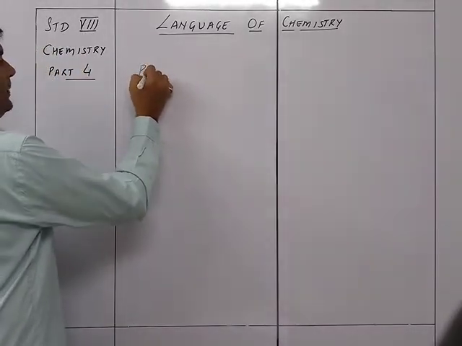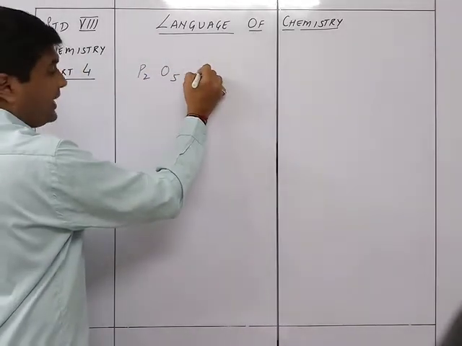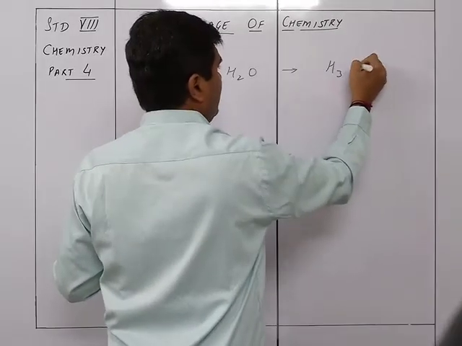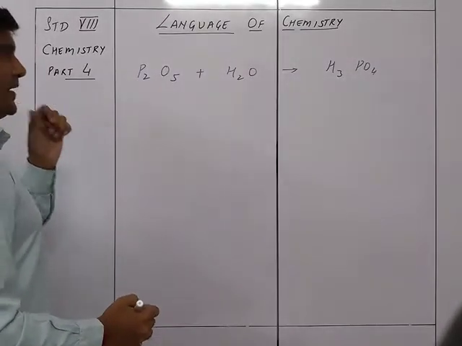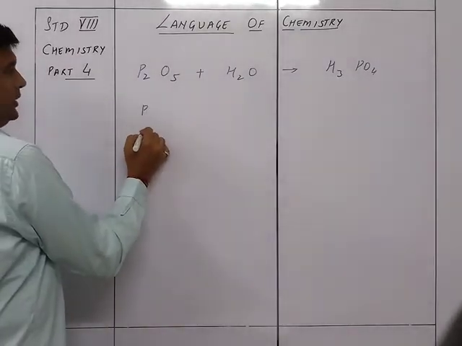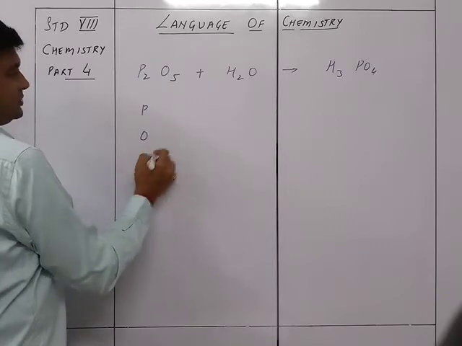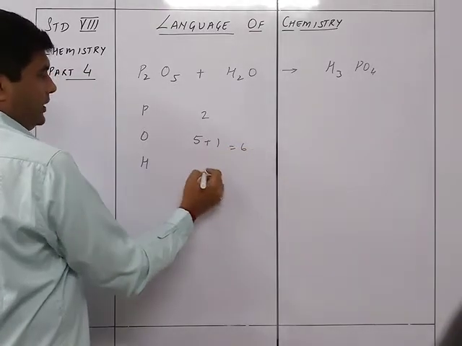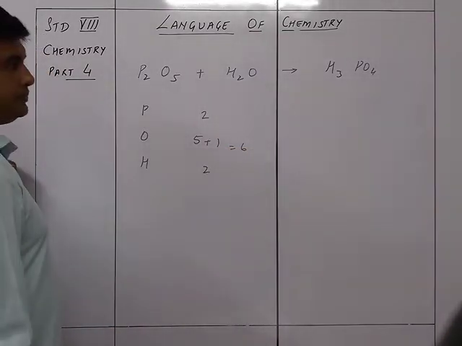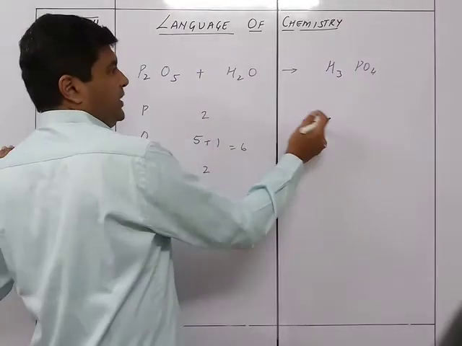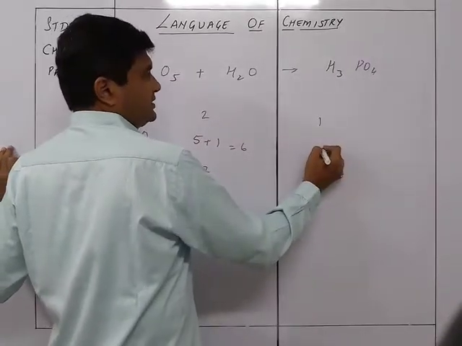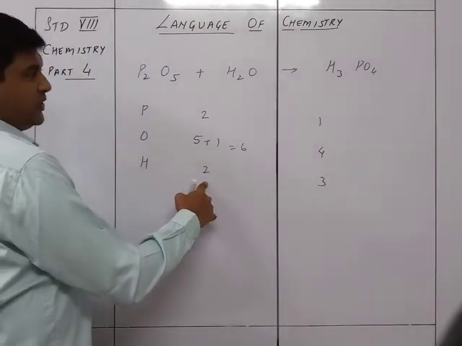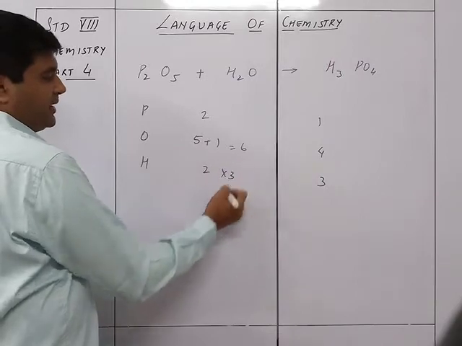The next is P2O5 plus H2O giving me H3PO4. Okay, so what we have is P, O and H. P over here is 2, O is 5 plus 1, that is 6, and H is 2. On the other end, P over here is 1, O is 4 and H is 3. So let's take this one first. So of course यहाँ पे मुझे 3 से multiply करना पड़ेगा.